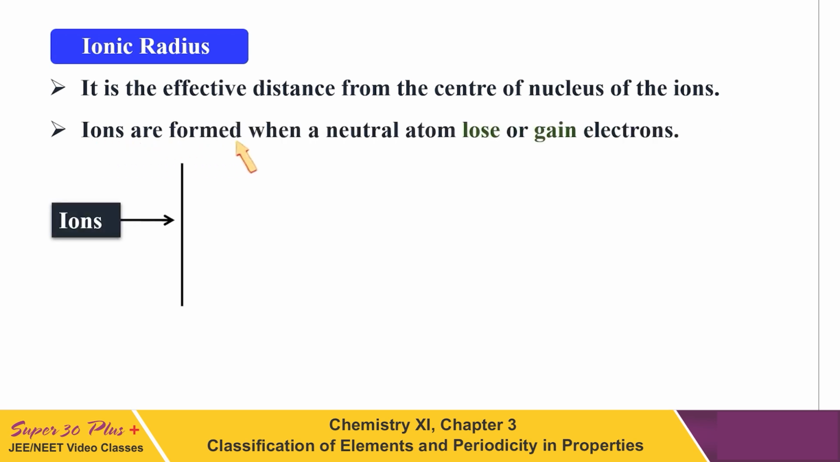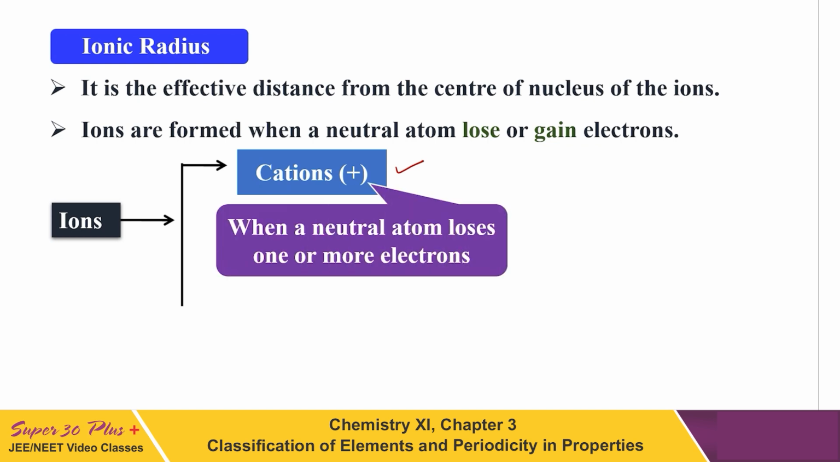Ions are formed when we either gain an electron or lose an electron. See, if we lose an electron, then there is a formation of a cation. So cations are formed by the loss of electrons. So when a neutral atom loses an electron, maybe one or more, then there is a formation of a cation.